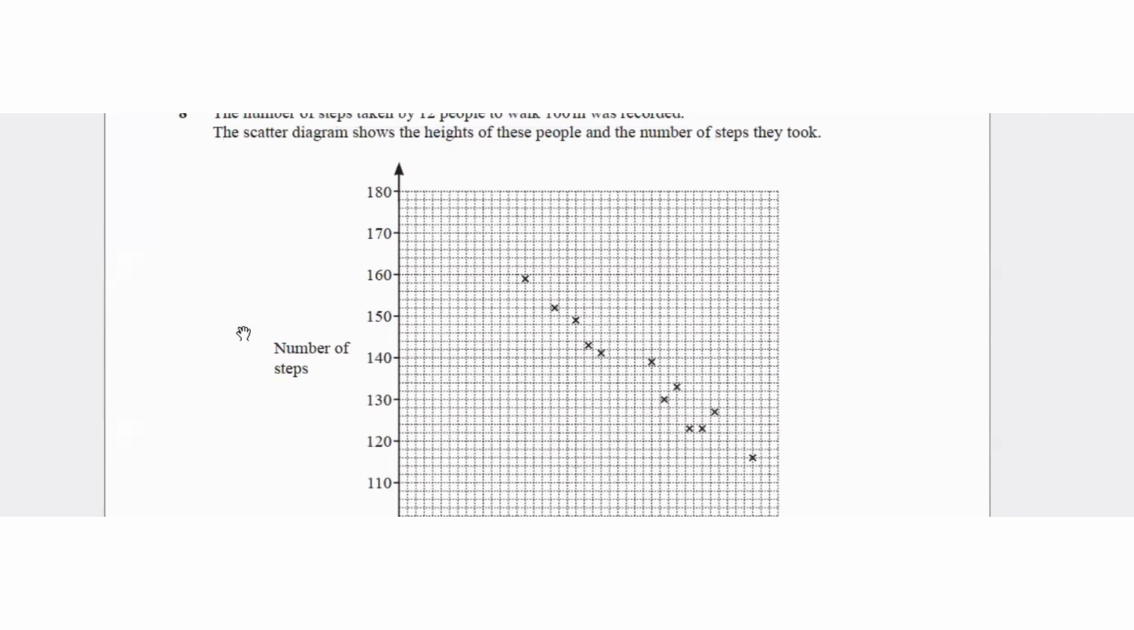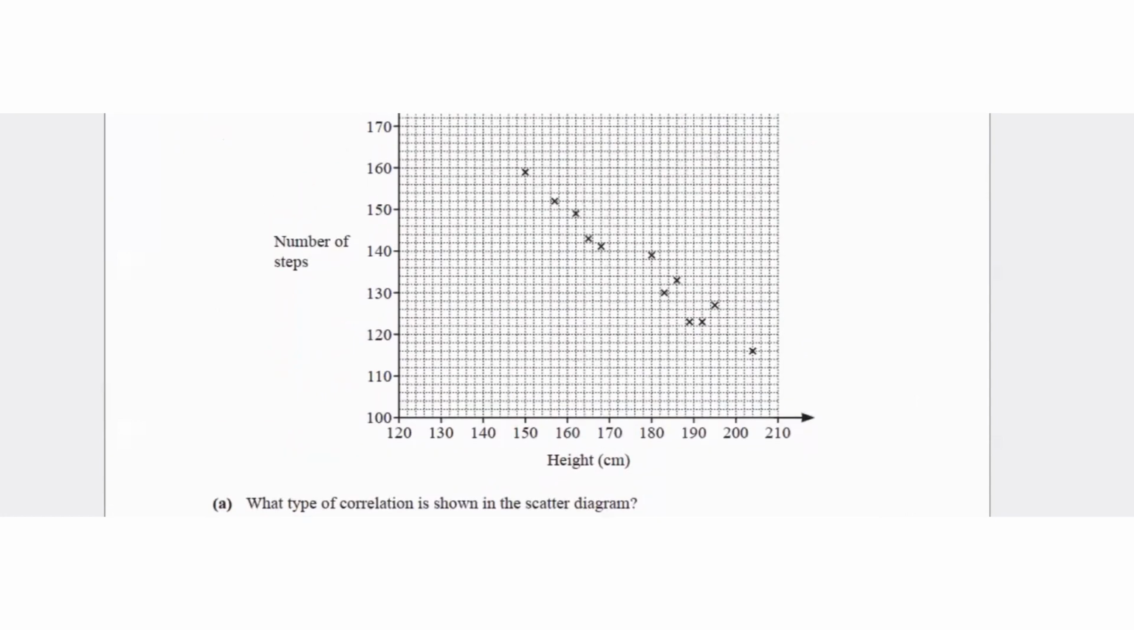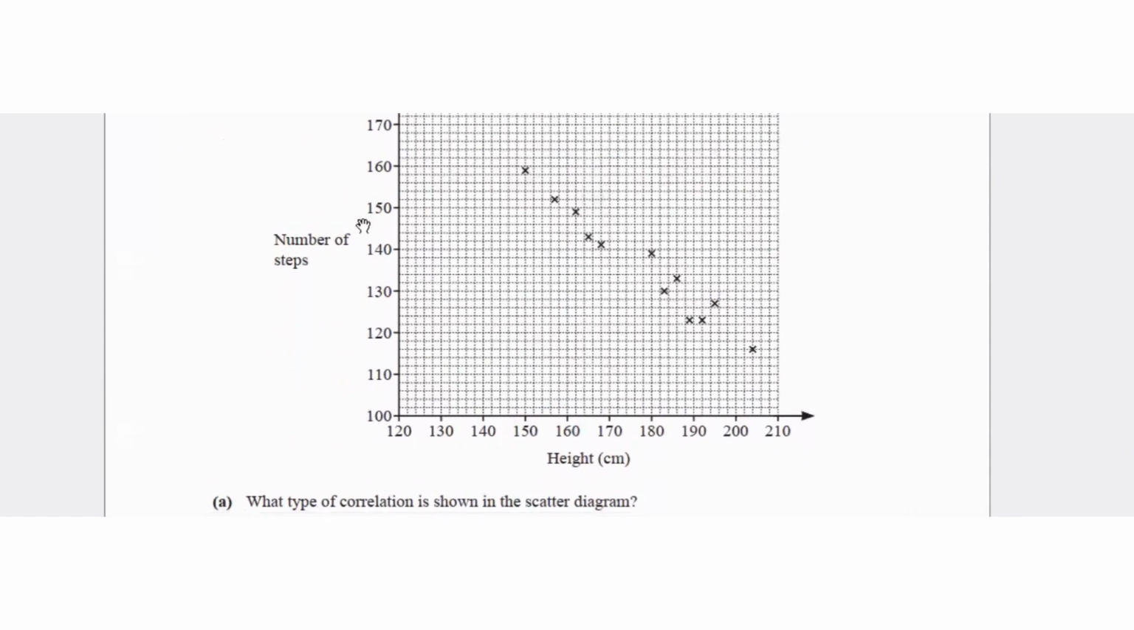Question number 8 says, the number of steps taken by 12 people to walk 100 meters was recorded. The scatter diagram shows the heights of these people and the number of steps they took. What type of correlation is shown in the scatter diagram? If you look at the scatter diagram, as the number of steps is decreasing, the height is increasing, which means as one increases, the other decreases, and that's inversely proportional. And if there's an inverse relationship between two variables, that means there is negative correlation.